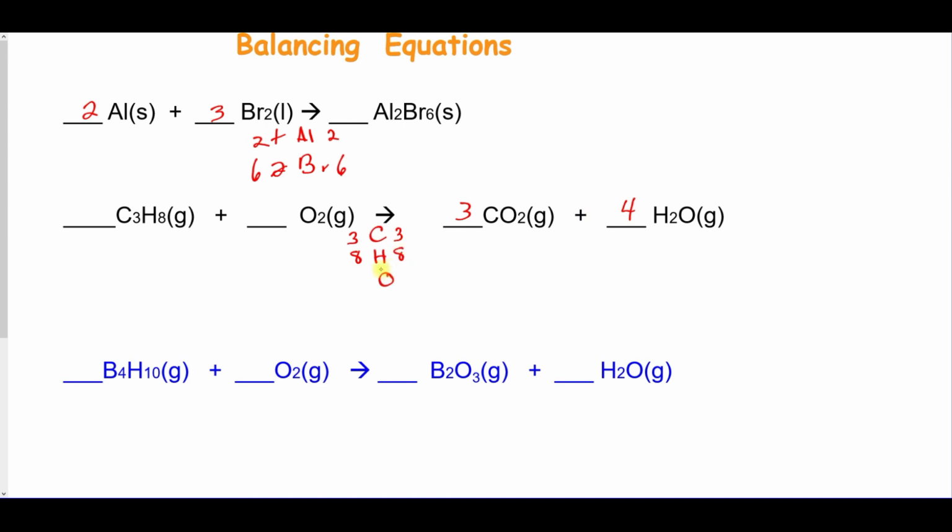Lastly, I'm going to look at oxygen. It's diatomic, so I have 2 here. I have 6 oxygen from my 3 carbon dioxides, and I have 4 oxygens from the water. That gives me a total of 10. So I'll want to change this. If I put a 5 here, that also gives me 10 oxygen.